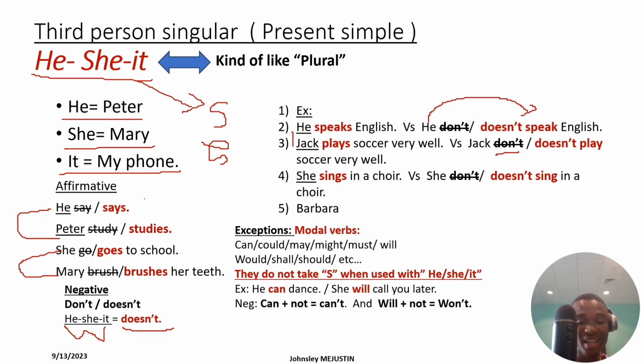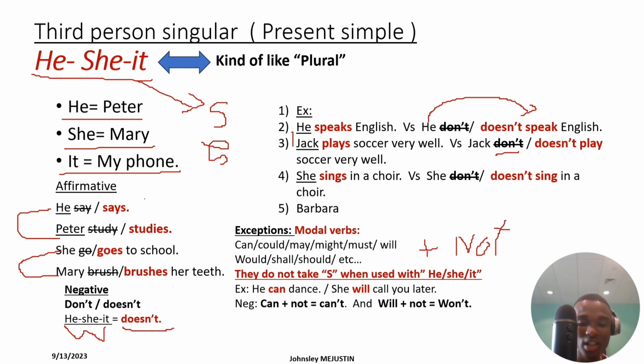Don't say he cans dance. You say he can dance. That means he has the ability to dance. Don't say she wills call you later, but she will call you later. Okay? For the negative, we do not need doesn't for the negative. Just put that not. Okay? Negative would be not. Just not. Plus not. N-O-T.